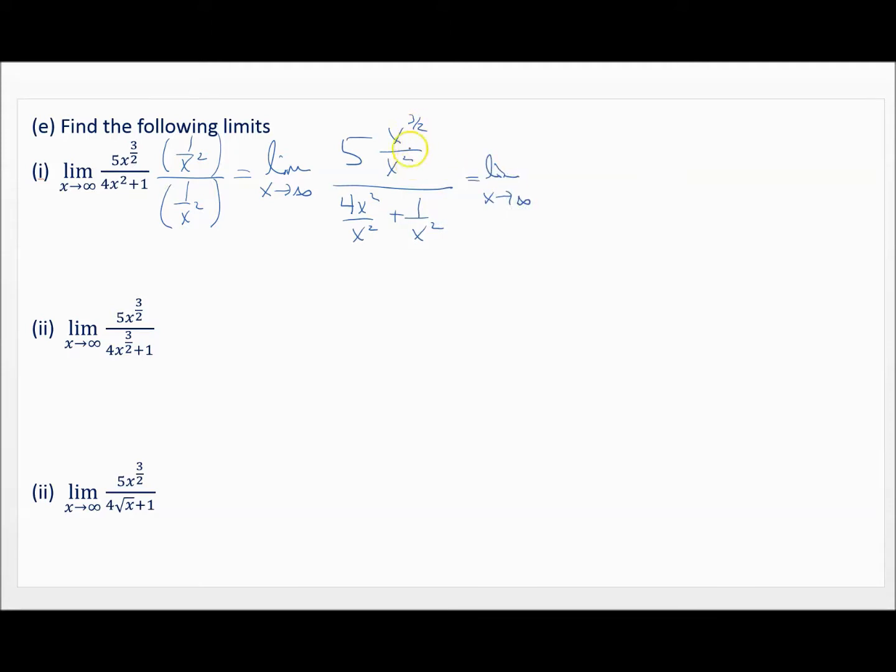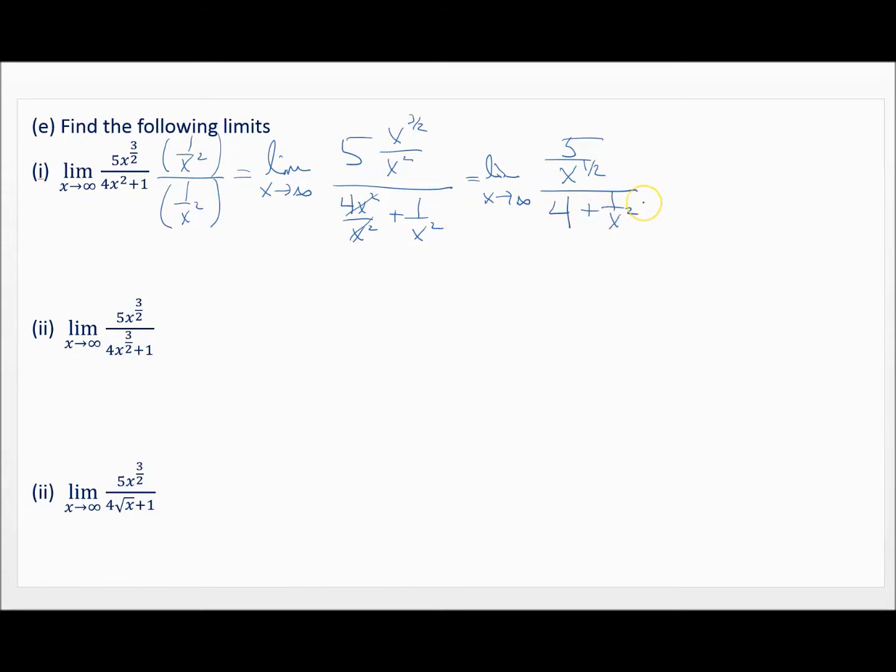Now what do we do with these exponents? I got a 3 halves and a 2. I subtract, right? So 3 halves minus 2. And so that's going to give me 5 over x to the 1 half. Does that sound right to you? So really, 3 halves minus 2 is negative 1 half, and I took it to the denominator, or 2 minus 3 halves is 1 half. Make sure you follow that. The x squareds cancel, that gives me 4 plus 1 over x squared.